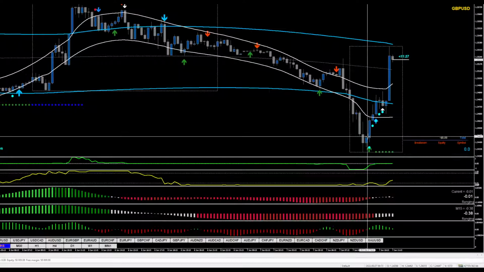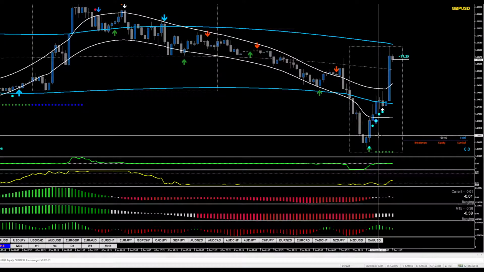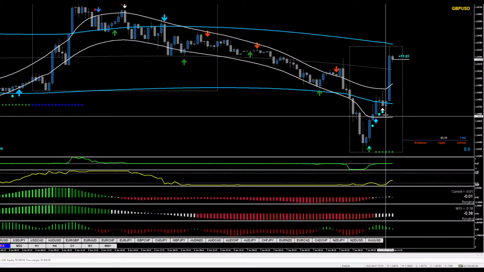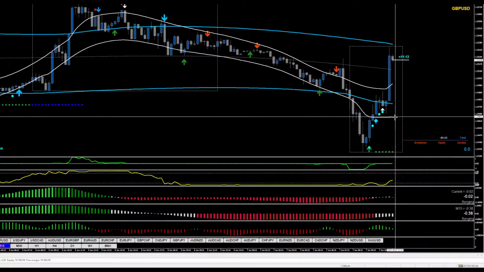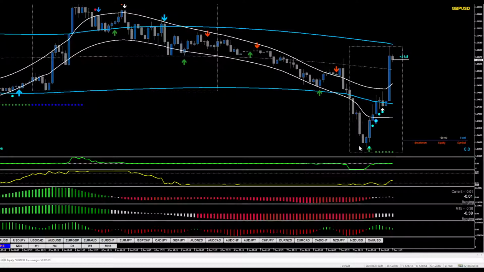So we got pretty much all the confirmations here. Just need a pullback to here where we can take the trade. What would that be? Let me see. Okay, never mind. That's 36 pips down. That's a little bit too, well, let's see how far it comes down.